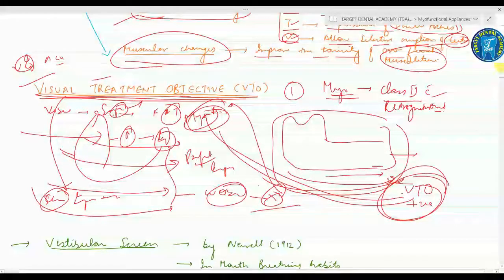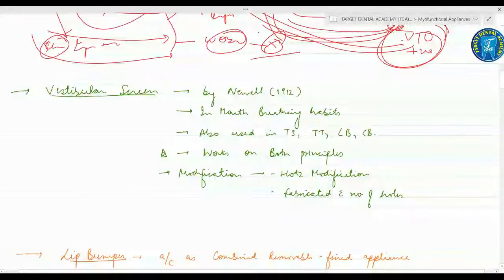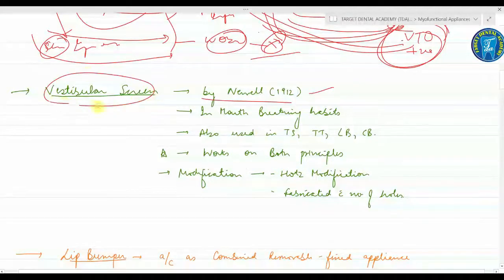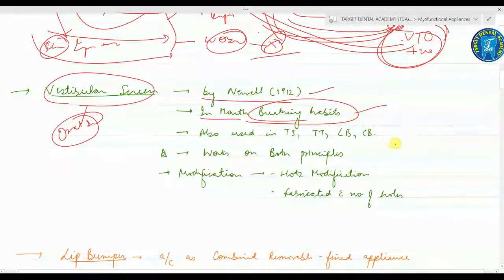Fine. So after this, next is the vestibular screen. It was given by Newell in 1912, and the vestibular screen we have already discussed. It is also called the oral screen. It is mainly given in patients having a mouth breathing habit. It is also used in case of tongue thrusting, thumb sucking, lip biting and cheek biting.